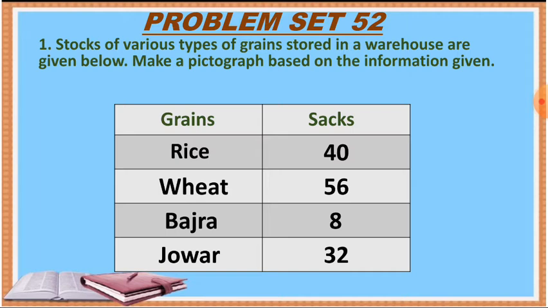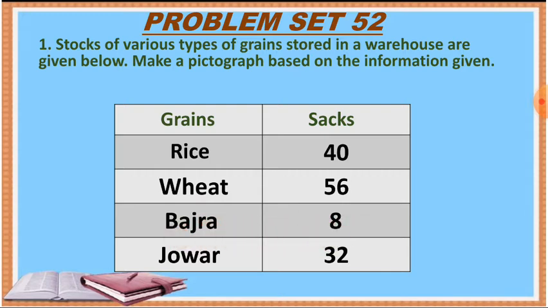So now which are the grains over here? First make the table, then make two columns, first of grains and second of sacks. First grain is rice, wheat, bajra and jawar. Now for rice, how many sacks are there? 40. Then wheat, 56. Then bajra, 8 and jawar, 32.